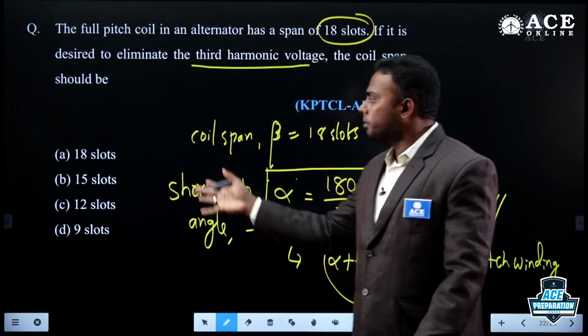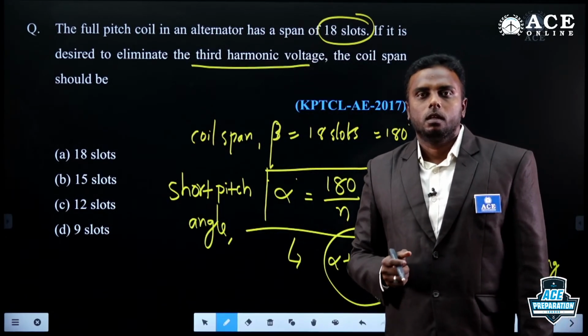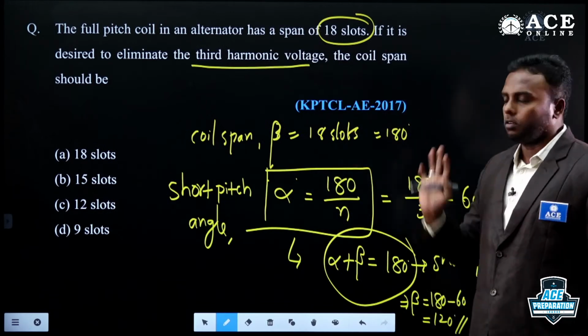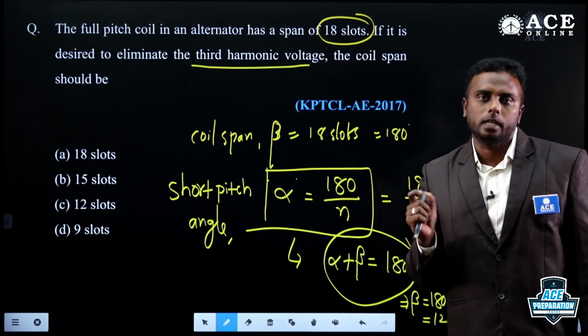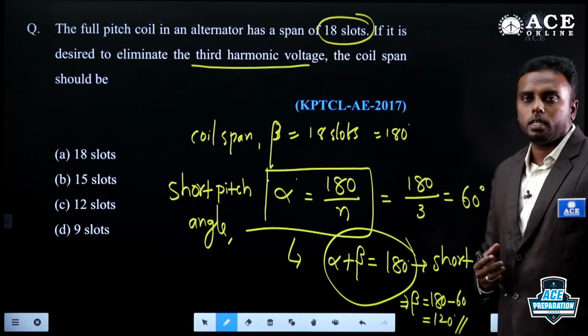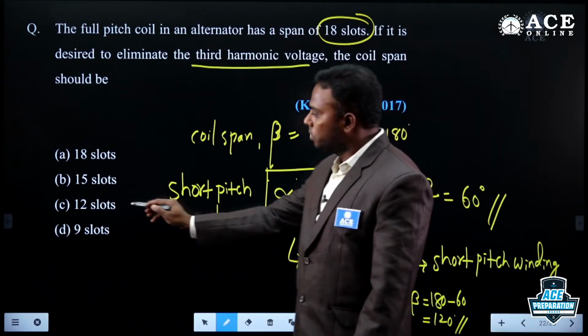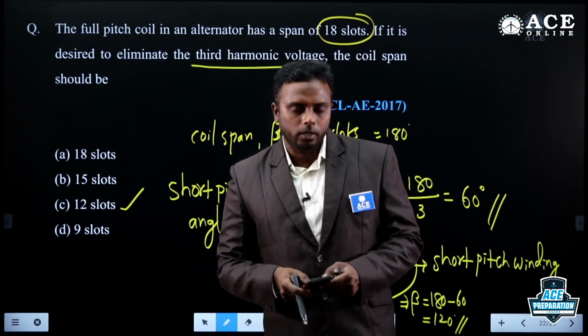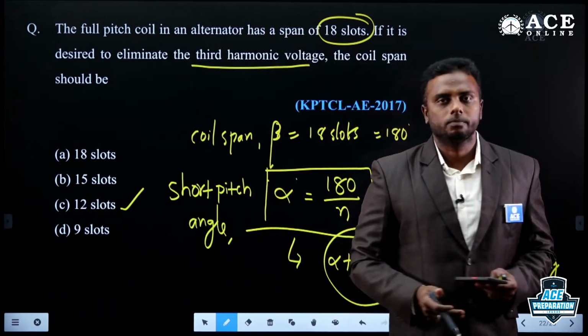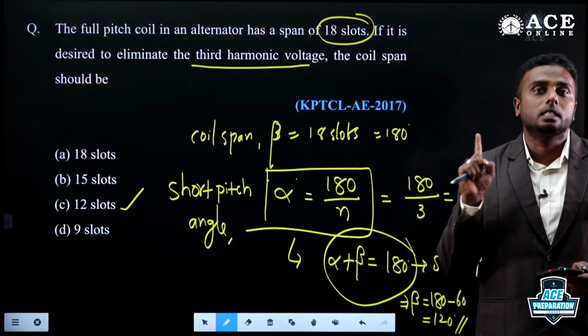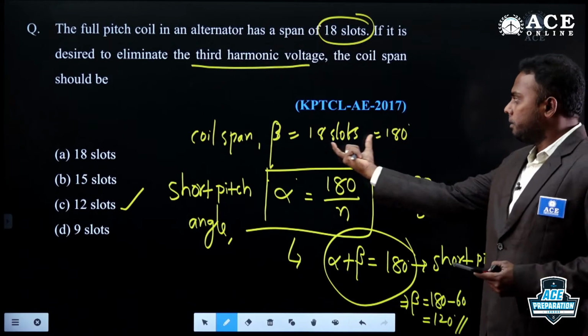But they are asking for the options in terms of slots. So 180 degrees means 18 slots, which means per slot 10 degrees. Now we got 120 degrees. How many slots is it? 12 slots. So the coil span required is 12 slots here. So how many slots did we short pitch? 6 slots. Total 18 in the full pitch case.